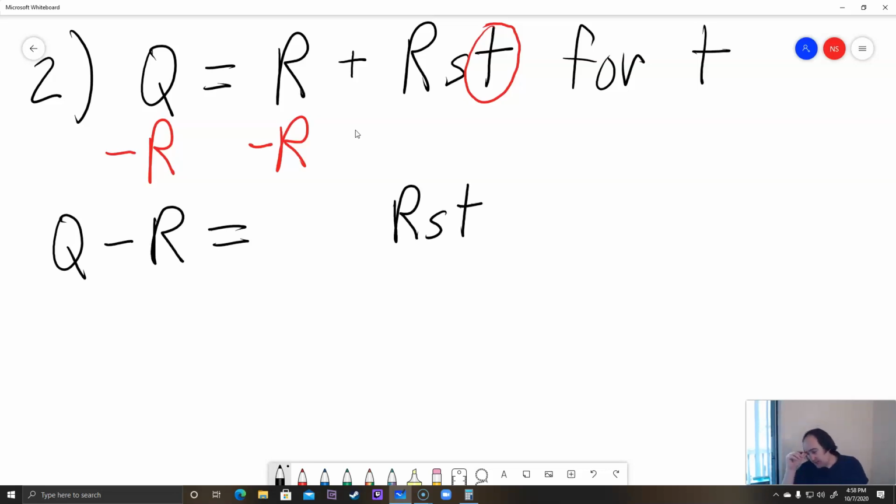Okay. And we want to isolate t here. So in order to do that, we're going to have to get rid of the RS. Since this is RS times t, the opposite of multiplying by RS is dividing by RS. So we're going to divide both sides of this equation by RS.